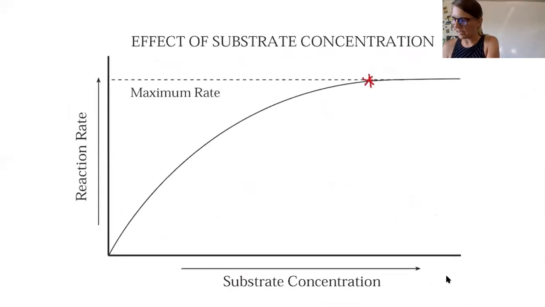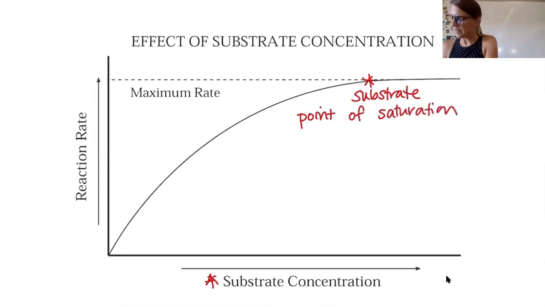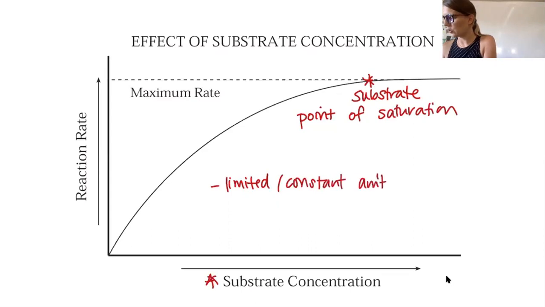And if we're dealing with substrate concentration, that means that that is the substrate point of saturation, right? And what that also means is that we have some limited or constant amount of enzyme added in this reaction.